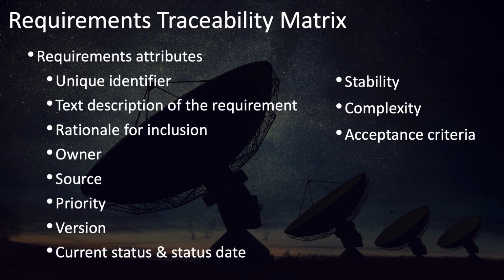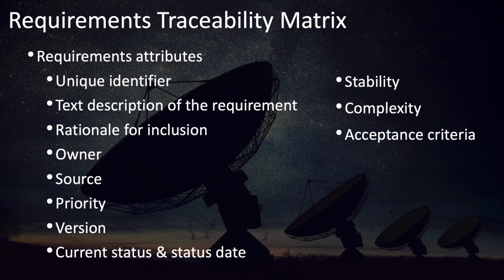As this is a living document, each requirement should also have its current status and the date that that status was updated, whether that requirement has been completed or whether it is under development or if it's in design or whatever. Each requirement in the traceability matrix can also include information about stability, required stability and current stability, of how well it's been implemented so far.